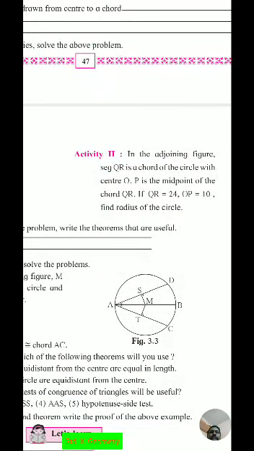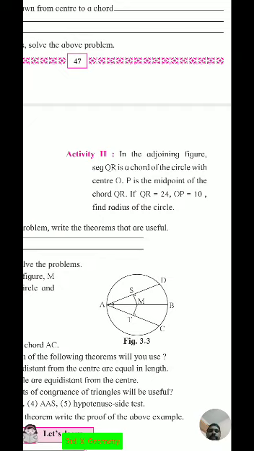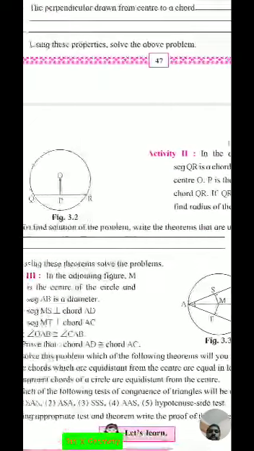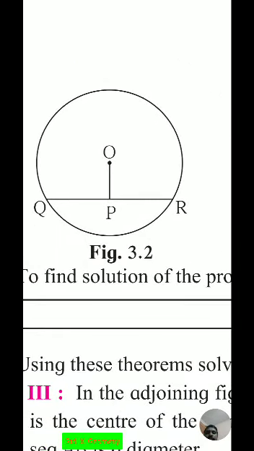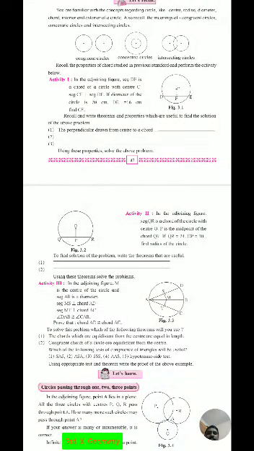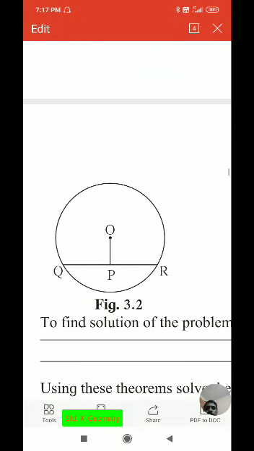In the adjoining figure, segment QR is a chord of circle with center O and P is the midpoint of chord QR. If QR is equal to 24, OP is equal to 10, then we can find the radius of the circle as well as the diameter of the circle by using Pythagoras theorem, because the segment OP is perpendicular on the chord QR.